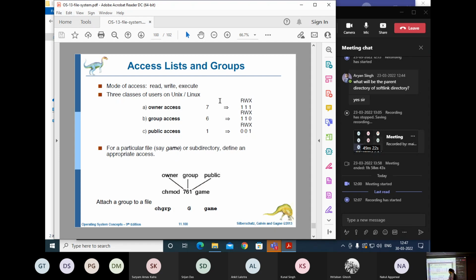So you can use this chgrp command to attach a group to a file. That is what the admins do. That is what the owner can do. You can also create groups on the admin side. What is creating a group? Name a group and add the users to it.